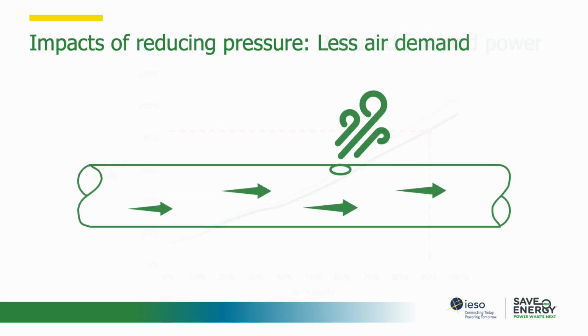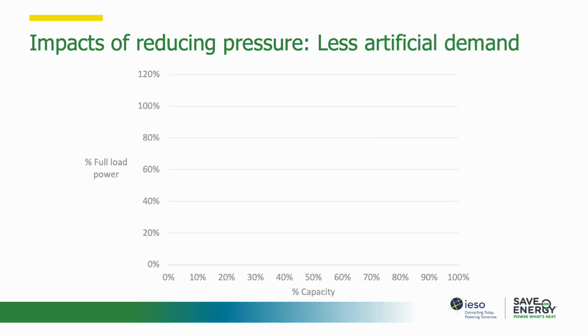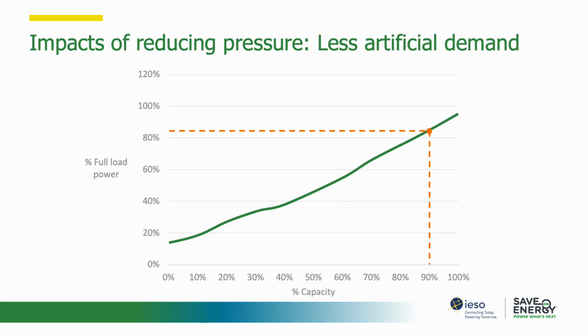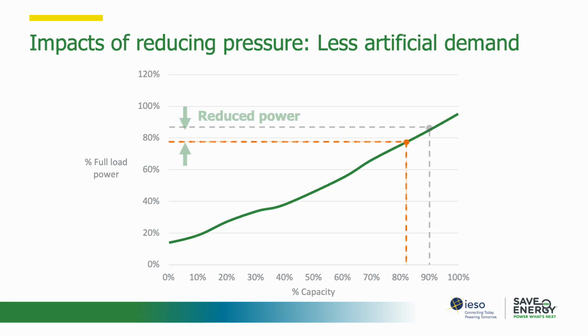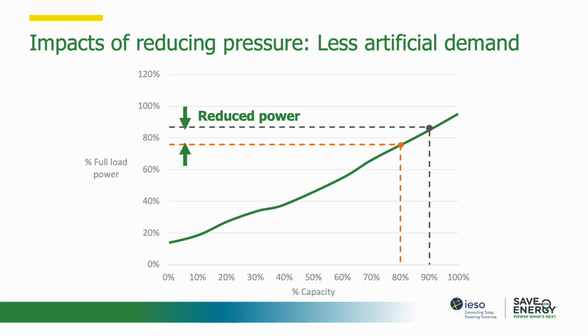Second, the reduced pressure throughout the system reduces the volume of air consumed, at least in the sections of the system where the pressure is reduced. Lower pressure means less air is forced through the openings. This excess flow due to higher than necessary pressure is called artificial demand, and reducing the artificial demand has a similar impact as reducing flow.